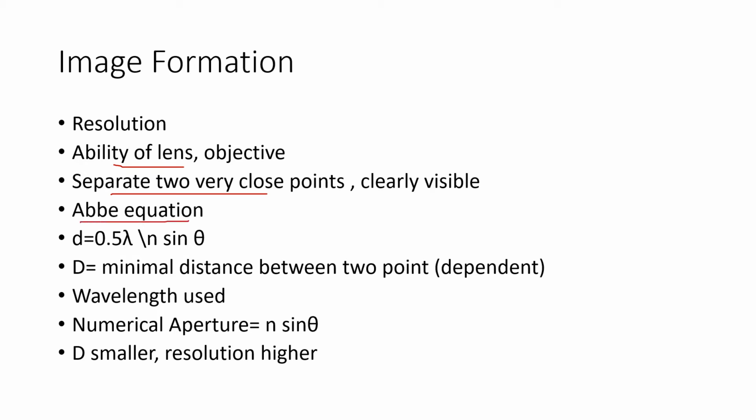Now Abbe gives us an equation on the basis of the optical theory of lenses. The equation from Abbe gives d, the distance between those two points. Let's say these are those two points and the distance d is there. Lambda is the wavelength of the light used, and n sine theta is the numerical aperture. So you can see from the equation clearly that when lambda, the wavelength of the light used, is smaller and the numerical aperture is greater, then d, the distance between two objects, becomes smaller.